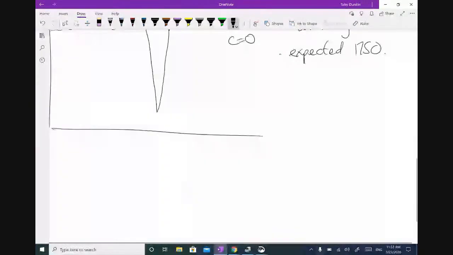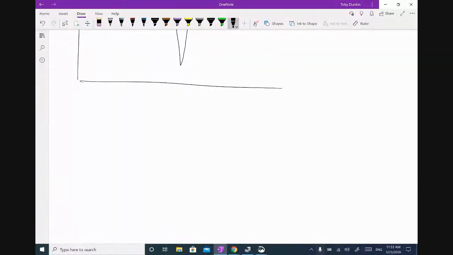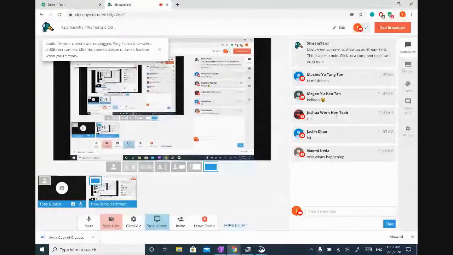Other exam questions that have occurred: if you look at the IR spectrum, this is where I'm going to drop to the internet.